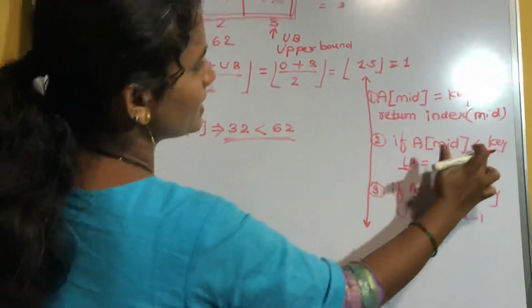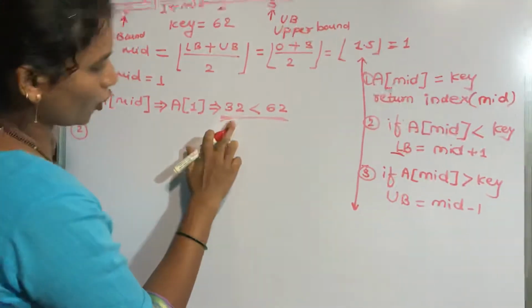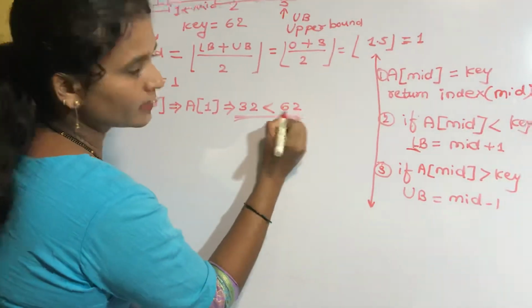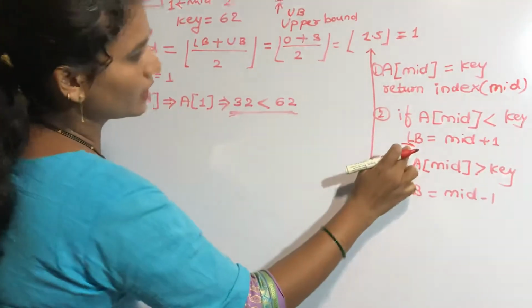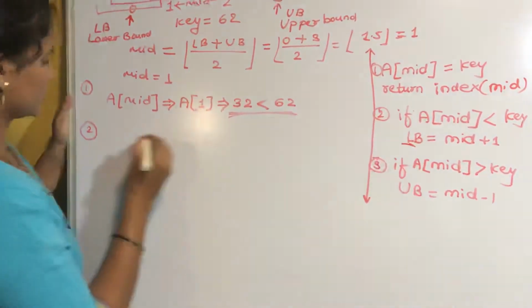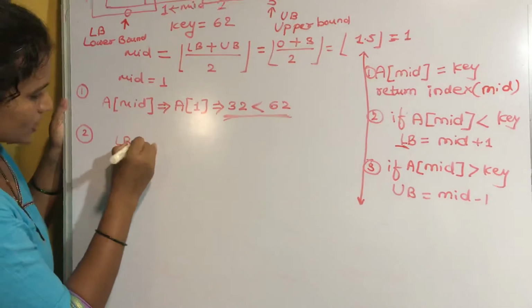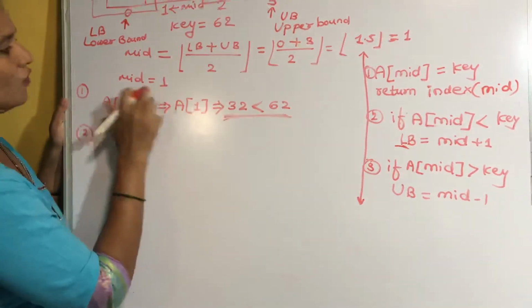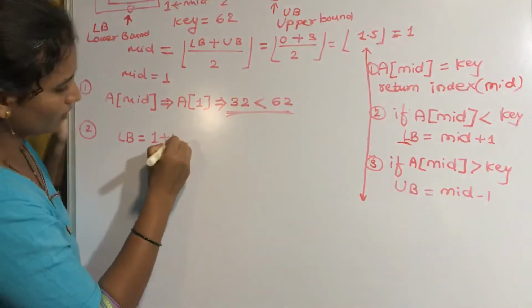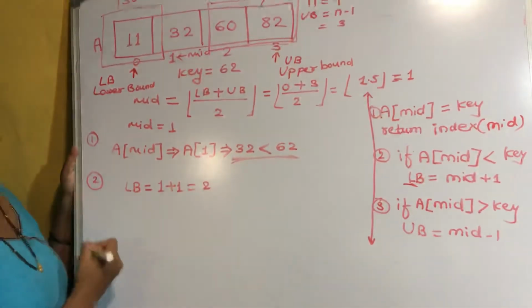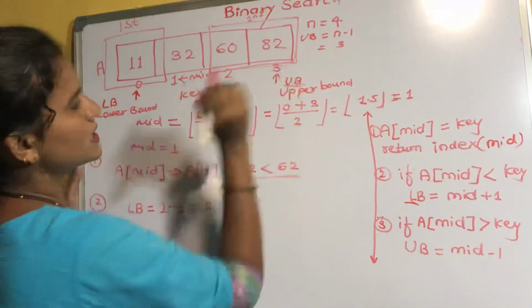If A of mid is less than key, then what we will do, we will update our lower bound. So lower bound equals mid plus 1. What is the value of mid here? 1. 1 plus 1 equals 2. And our upper bound, we know this is 3.